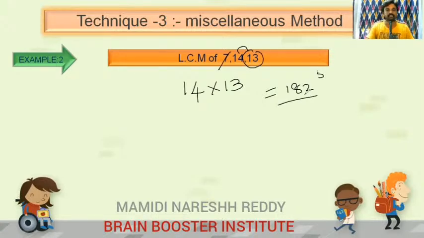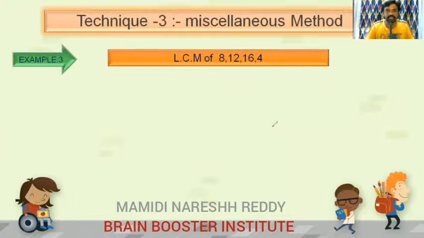Let's go to the next problem. In example 3, we need to find the LCM of 8, 12, 16, and 4. The same process: first we see the biggest number, that is 16. We compare all the other numbers with 16, whether they are factors or not. Here 8 is a factor, so I'm cutting it. 12 is not a factor, so I'm keeping it safe. And 4 is a factor, so I'm cutting it down. The rest is only 12.